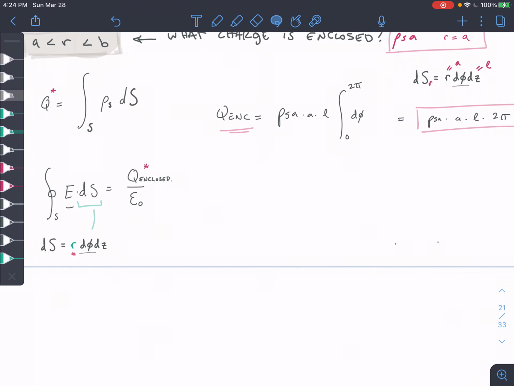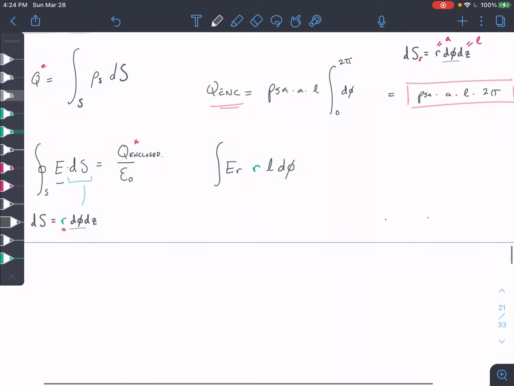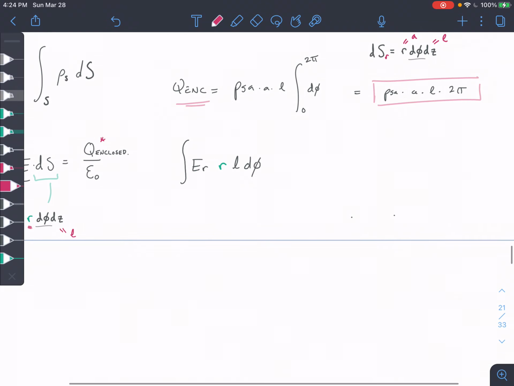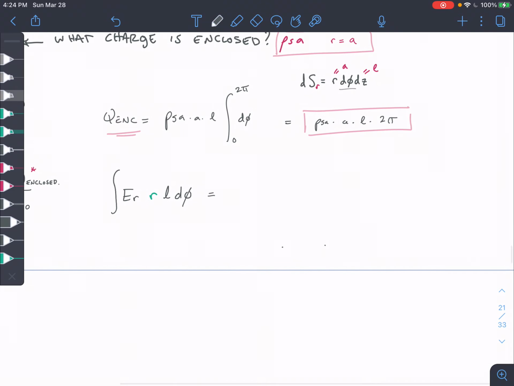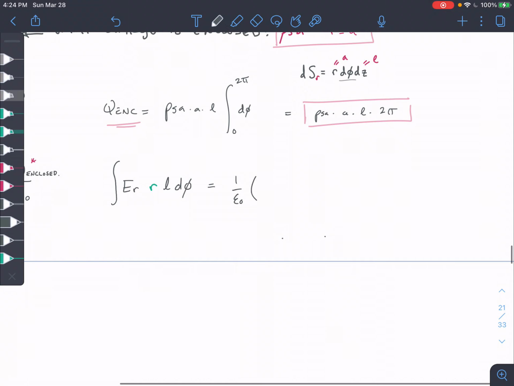Okay, so on this side, we're going to take our Q enclosed and plug it in over here, and then we're also going to plug in our dS. So we are going to swap our E. We have an E_r, so E in the radial cylindrical direction, and then we have r, and then we have d phi and dz. And we're going to do the same thing for this dz here, and we're just going to model that dz as L because we have an infinite length, and we're just modeling it the same on both sides. Okay, so that is equal to our Q enclosed over epsilon naught, so 1 over epsilon naught, multiplied by what we found up here, so PSA times A times L times 2 pi.